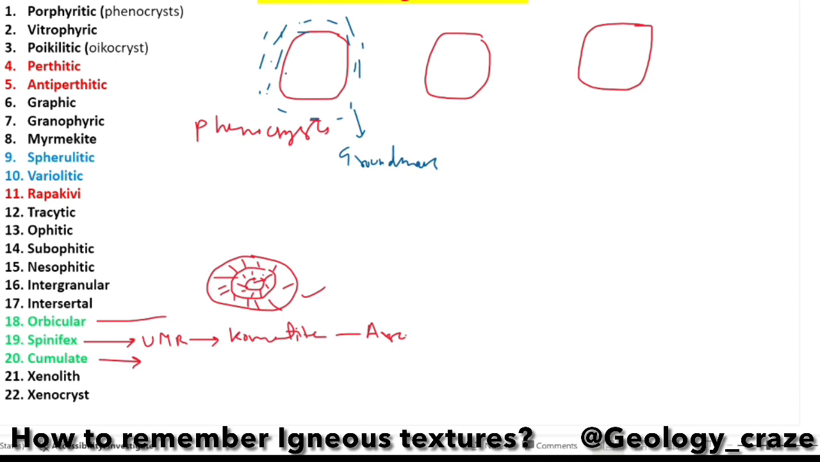Okay, what are the main reasons why the bigger crystal is in the center and it is surrounded by the finer material? I will tell you. But before that, if the bigger crystal, that is the phenocryst, is surrounded by glassy material, the groundmass, if it is glassy, we call this texture a vitrophyric texture, not the porphyritic texture.